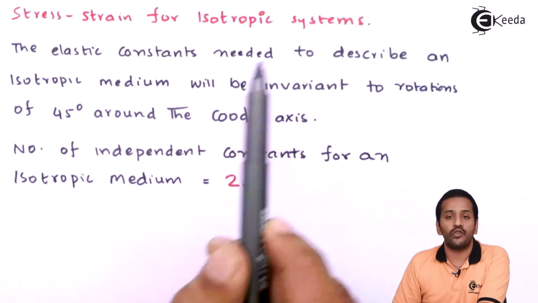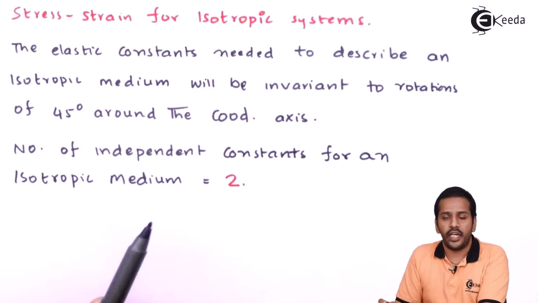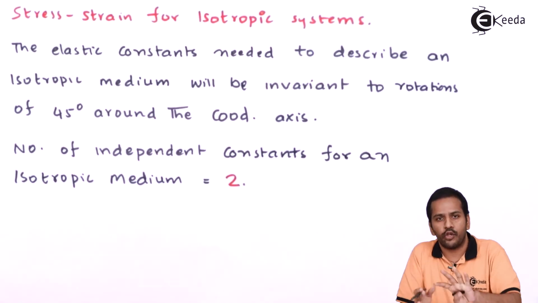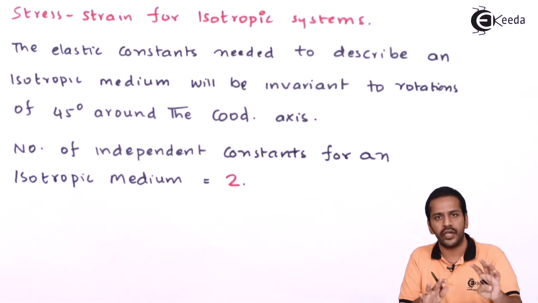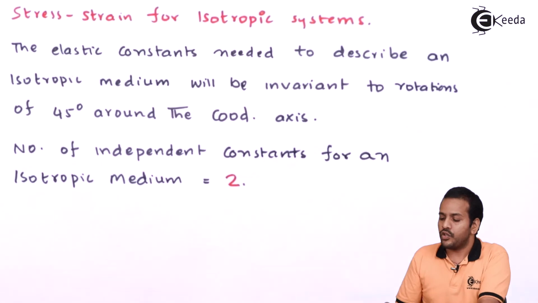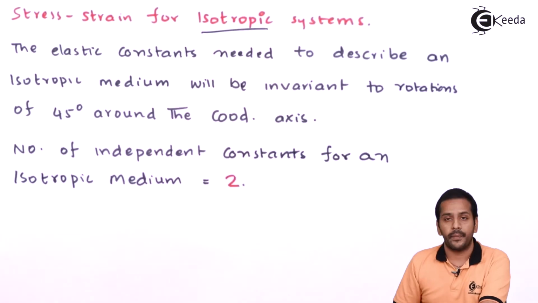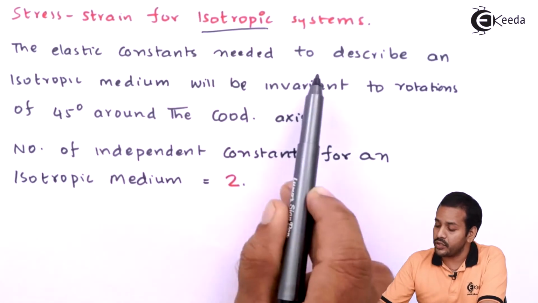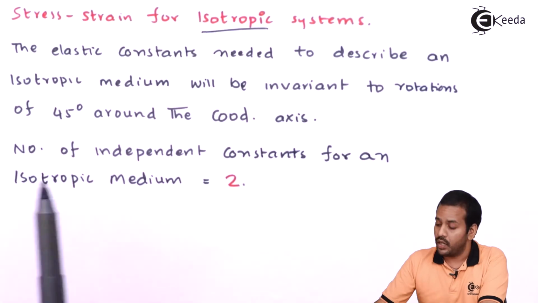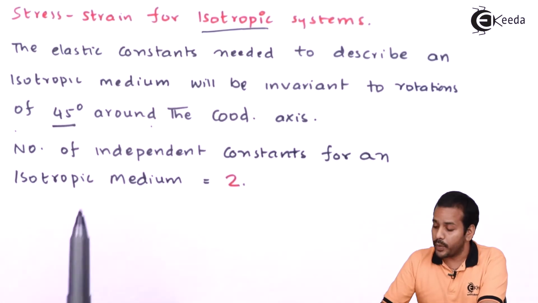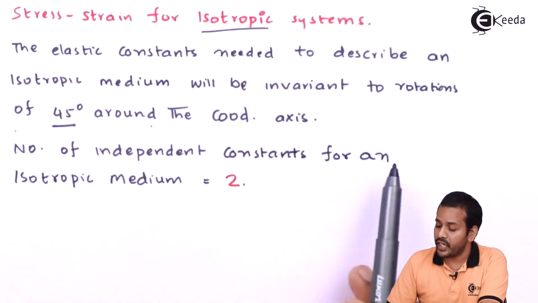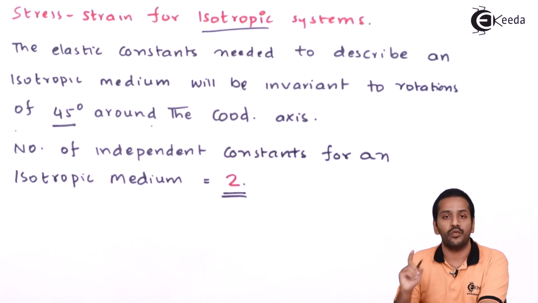Stress strain for isotropic systems. So until now, we have seen the anisotropic systems, that is cubic anisotropy. We have seen three independent constants. For the case of triclinic, we will be having 21 independent constants. So now, what about the isotropic systems? The elastic constants needed to describe an isotropic medium will be invariant to rotations of 45 degrees around the coordinate axis. So because of this property, the number of independent constants for an isotropic medium is only two.